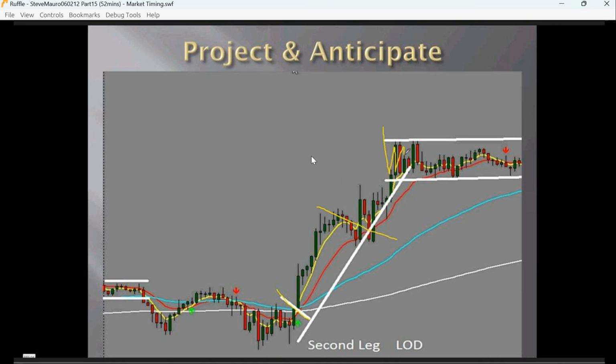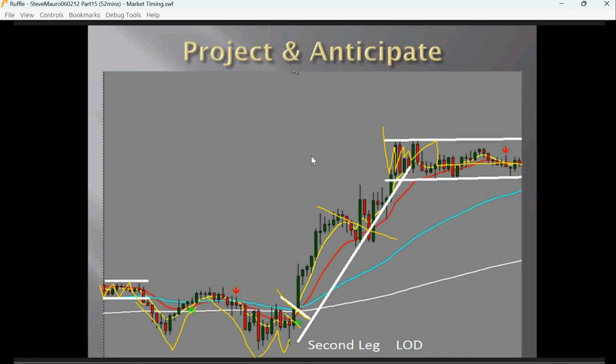Okay? Into consolidation, railroad tracks. Second leg low of the day. Consolidation. Vector. Comes back again, U.S. session. Slightly lower. 22 trade, second leg of a second leg. Anticipate, have an idea what to expect from the dealer. Have an idea what his behaviors will look like.